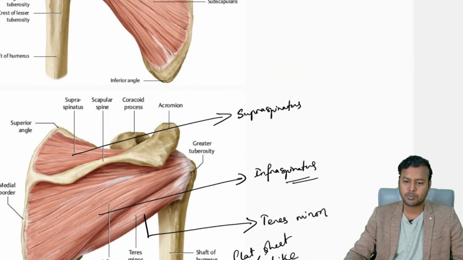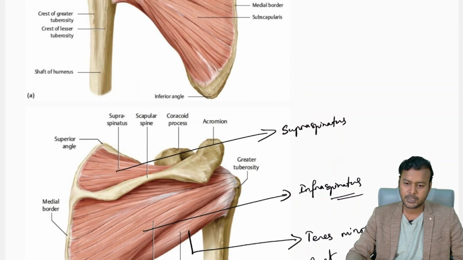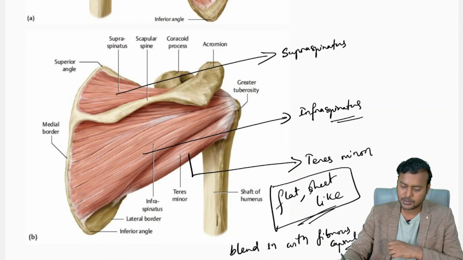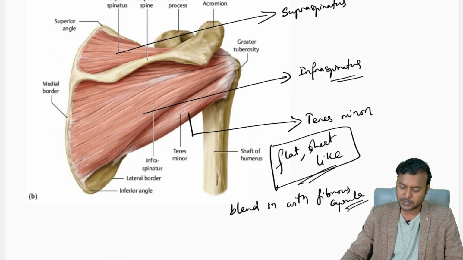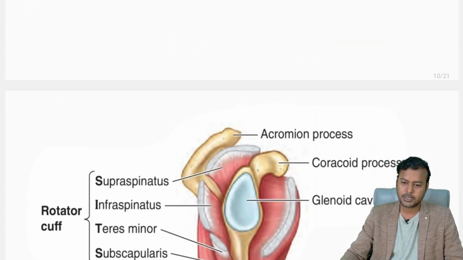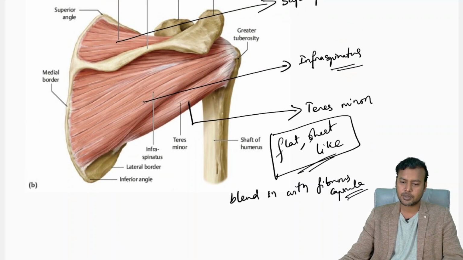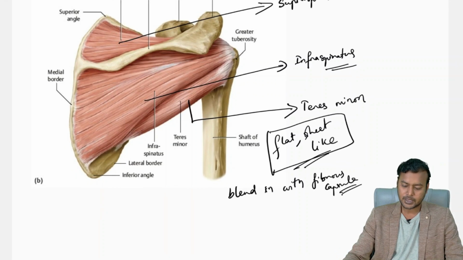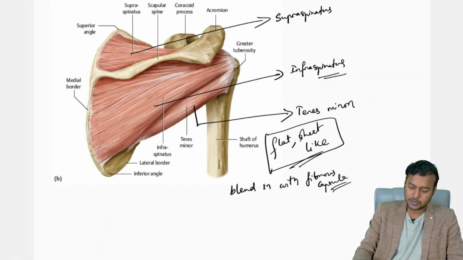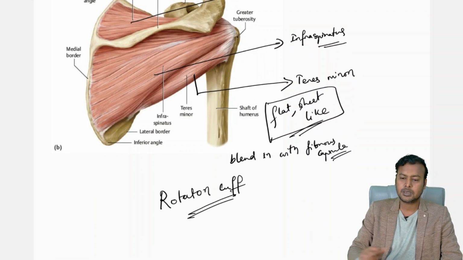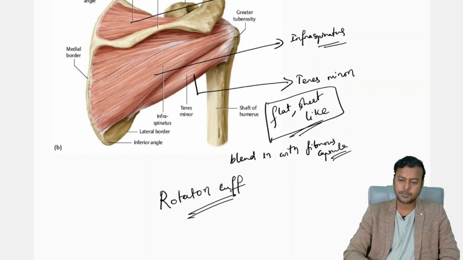Tendons of these four muscles blend in with the fibrous capsule. These tendons become flat sheet-like structures and they blend in with the fibrous capsule. So as they blend in with the fibrous capsule, what happens? Any contraction of the muscle produces rotation of the shoulder joint by varying degrees. Hence, together they are known as the rotator cuff of the shoulder joint. This is a very important short note for you students, and also rotator cuff injuries are very common these days.